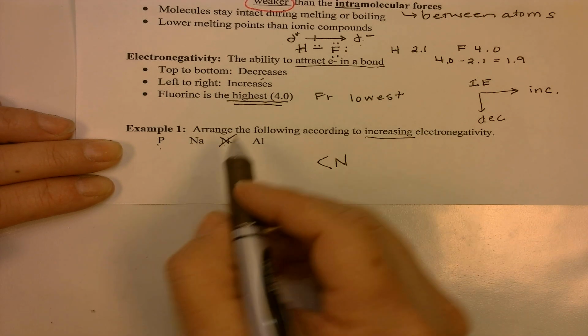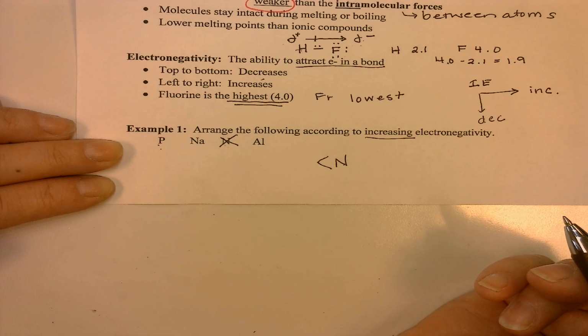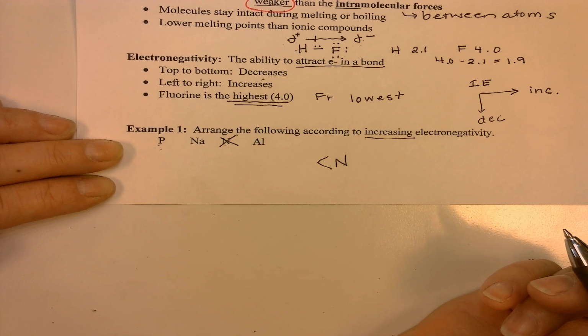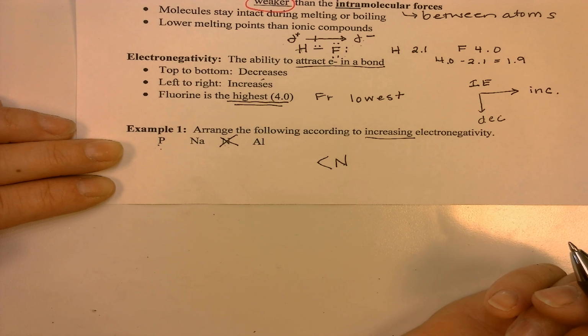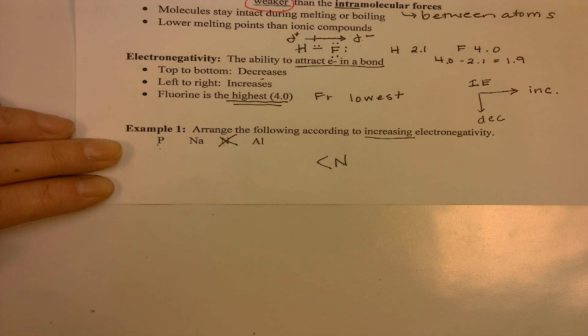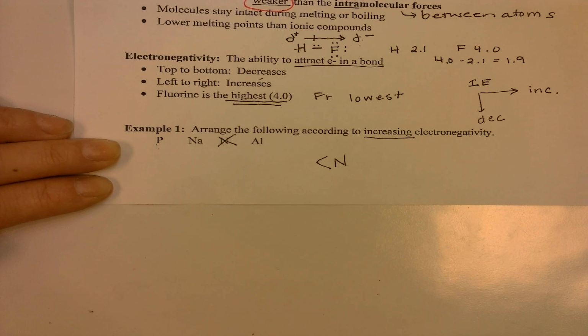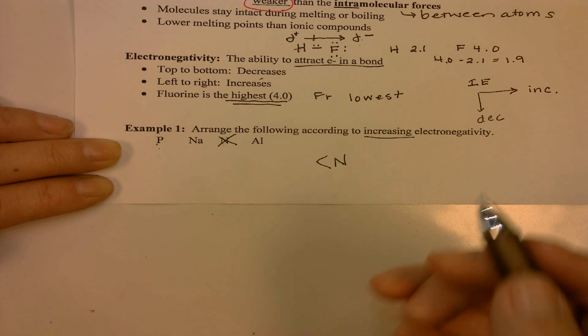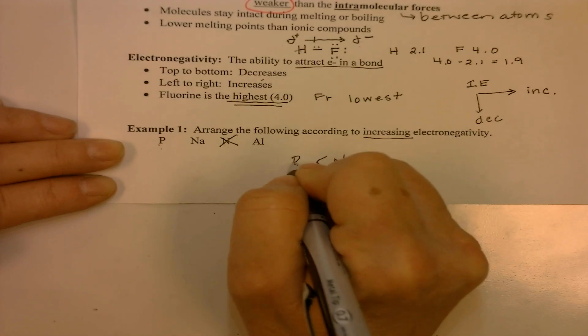And so because of that, it's going to have a lower... flip that. Phosphorus, aluminum is farther to the left, it will have a lower, right? Did I say that? Aluminum will have a lower electron affinity. So phosphorus is next.